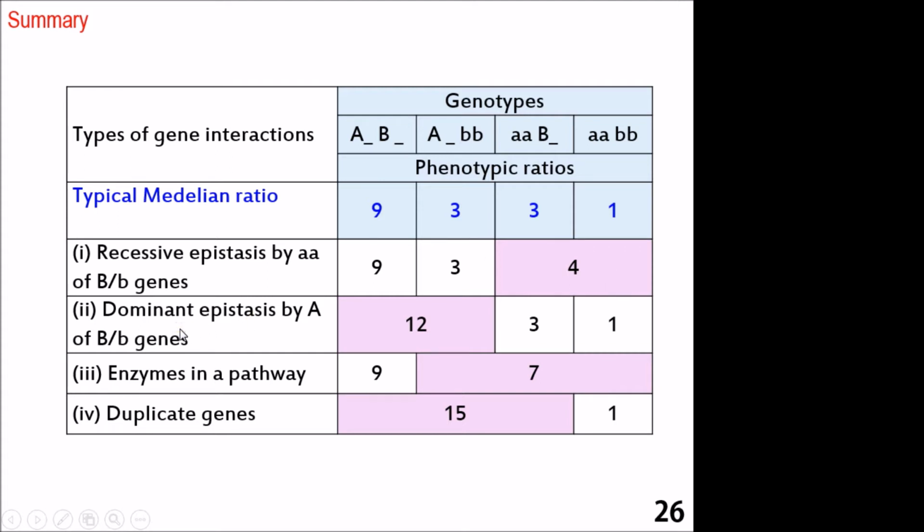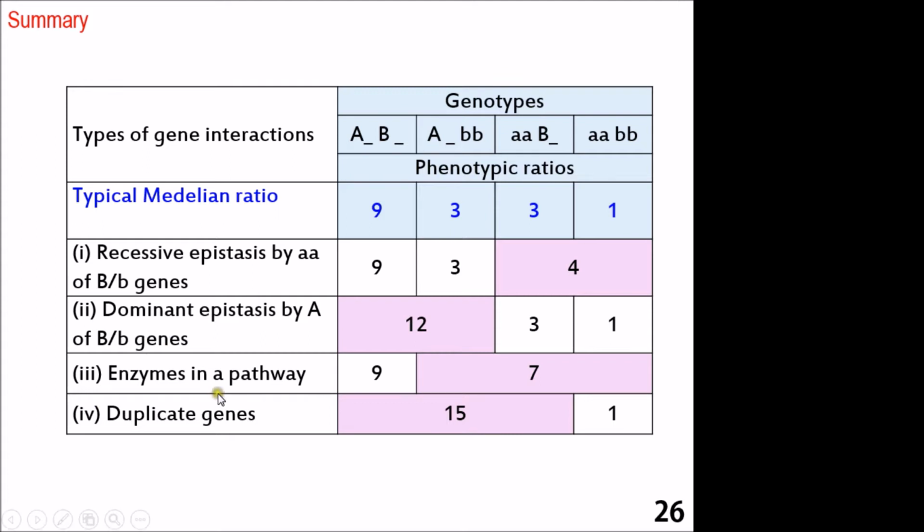If it was dominant epistasis of A, then you collapse the first two together. As long as you have one big A, you will show the same phenotype, regardless of whether you have a big B or small b on your second locus. Because gene A is dominant epistatic over gene B, as long as you have one big A.